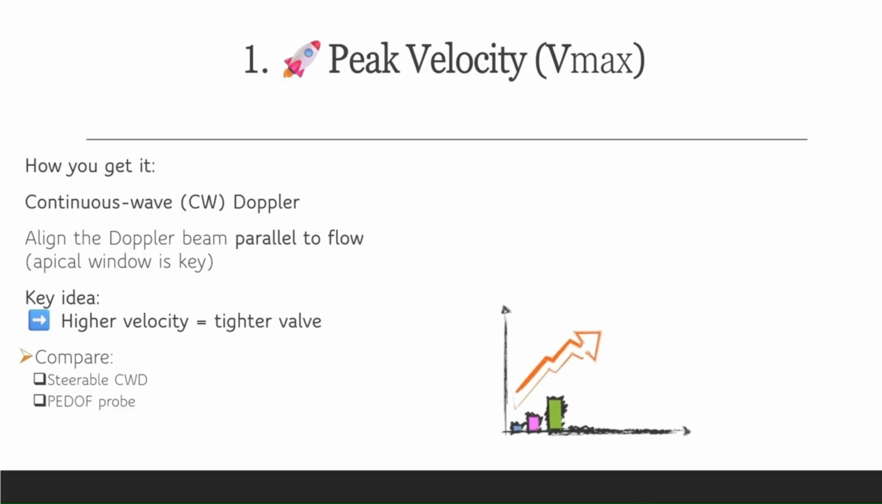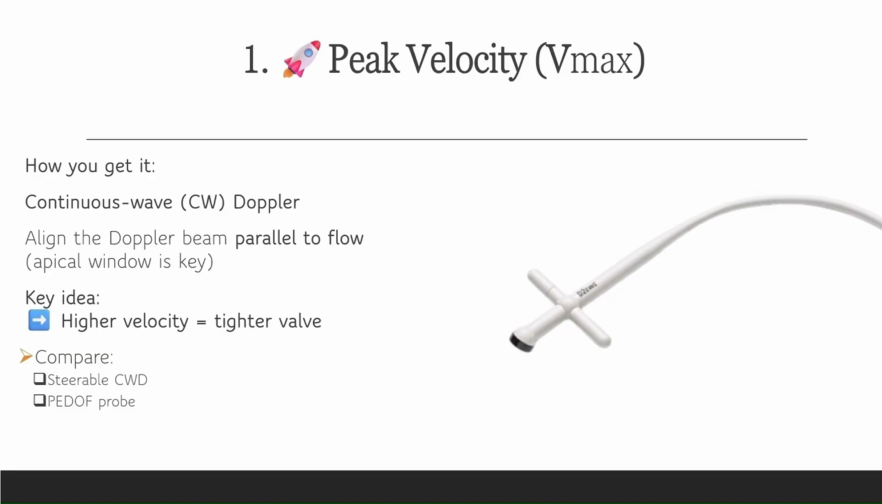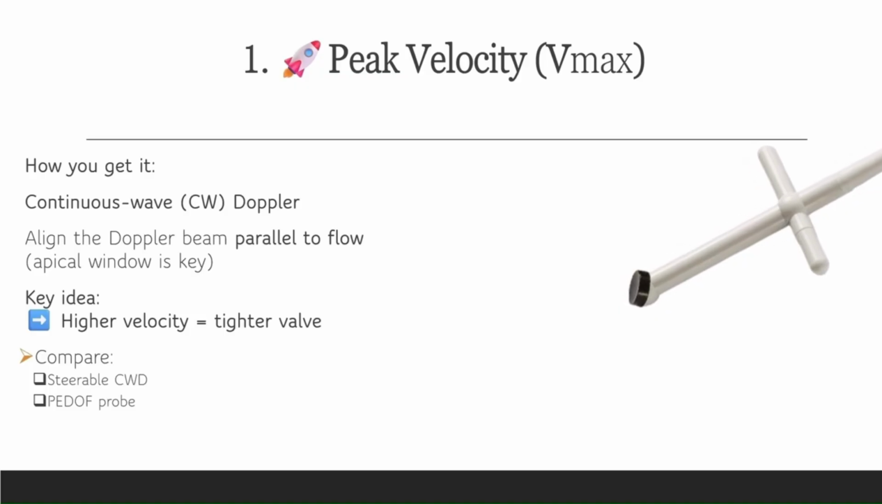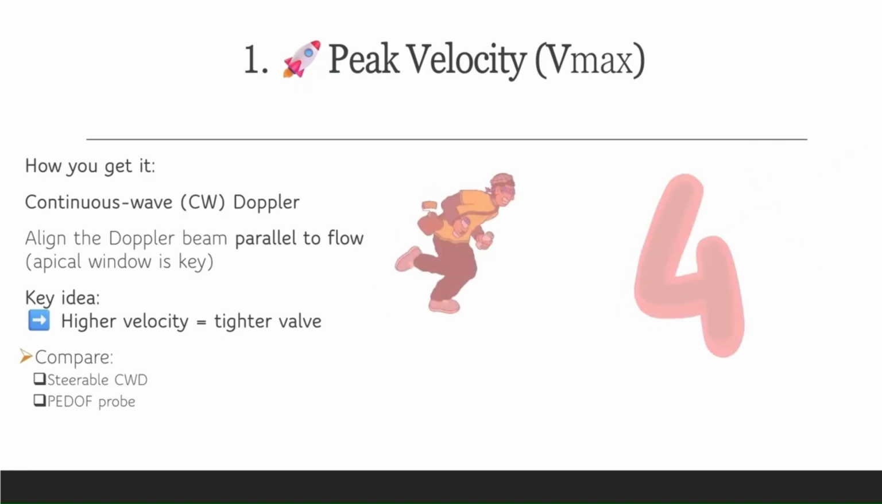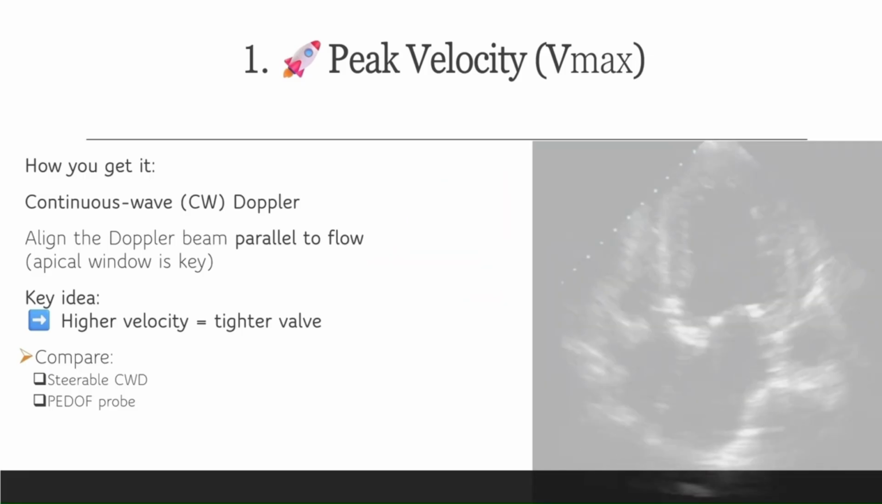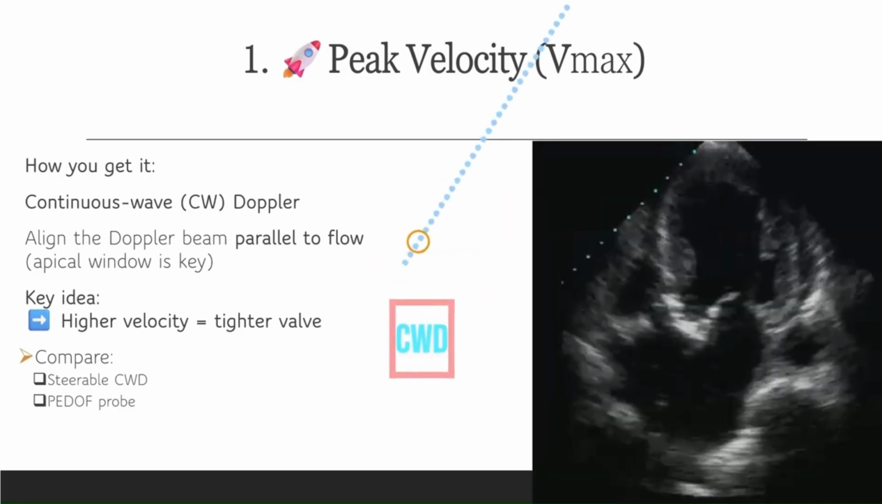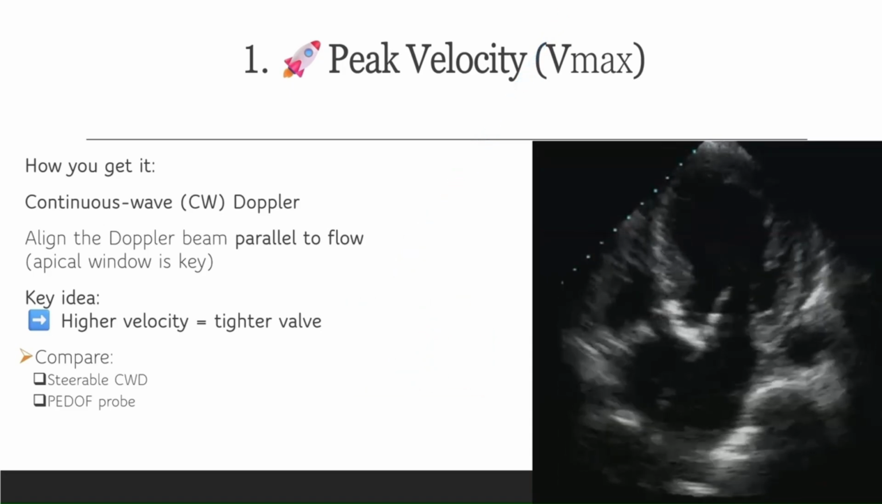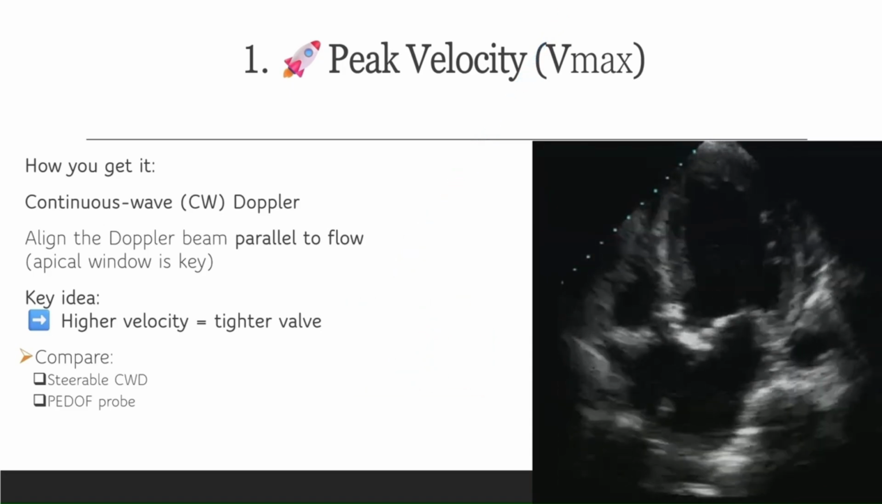This is why the IAC recommends using a non-imaging continuous wave Doppler probe, or what we call the cutoff probe, and scanning from multiple windows. Remember, a peak velocity greater than 4 meters per second is associated with increased symptoms and mortality. To assess aortic stenosis velocity, we use continuous wave Doppler. This measurement is all about alignment, so we always chase the highest velocity.